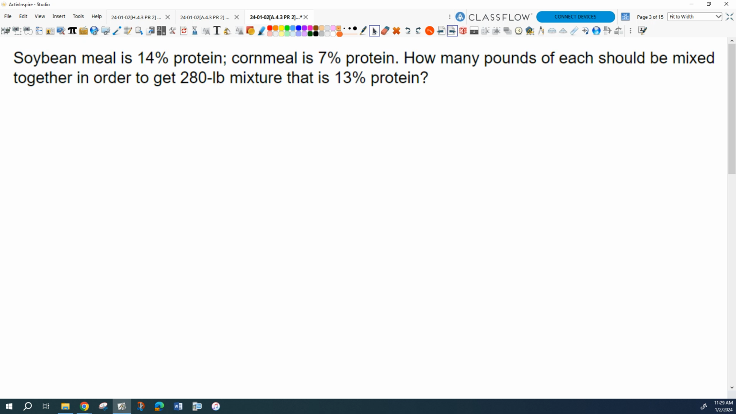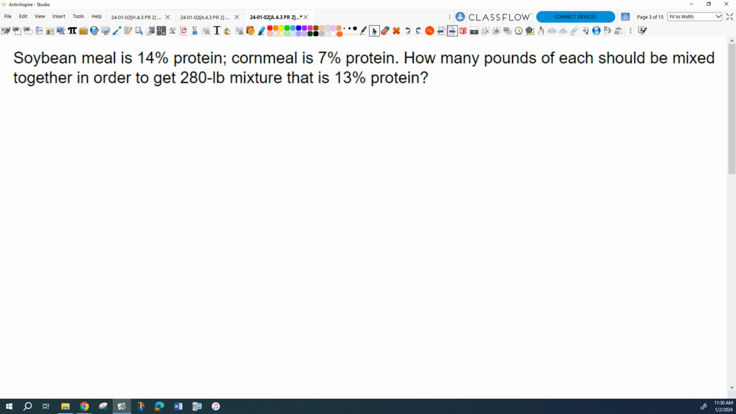So soybean meal is 14% protein. What does that mean, first of all? When you buy a sack of soybean meal, 14% protein, what's that telling us? Okay, 14% of the meal is pure protein, right? 86% is other stuff, non-protein, okay?